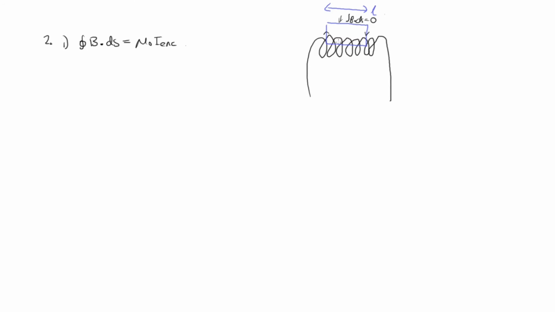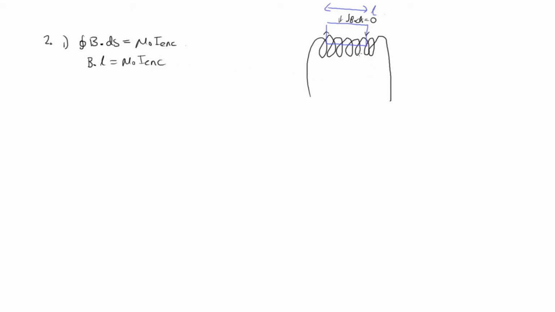So all we need to worry about is this side here. This is the only one which is going to contribute. So we've got B times this side; the integral of ds over this side is just the length of that side, so that's L, equal to mu naught times I enclosed.